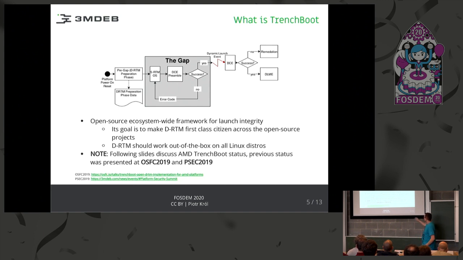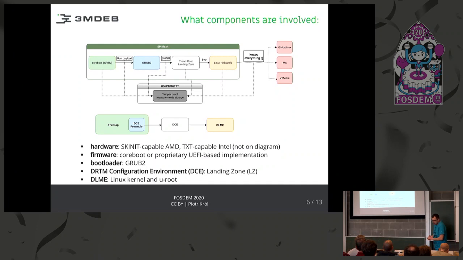Okay, so I assume that all the basics of TrenchBoot can be understood from the presentations that I gave in the past at the Open Source Firmware Conference and at the Platform Security Summit. If this is new for you, it would be great to look into those presentations. Okay, so how does the state look today? Right now I'm going to speak mostly from the AMD point of view, because this implementation is divided: Oracle and Daniel are doing more Intel stuff, Intel TXT, and I'm doing more AMD stuff, so SKINIT.